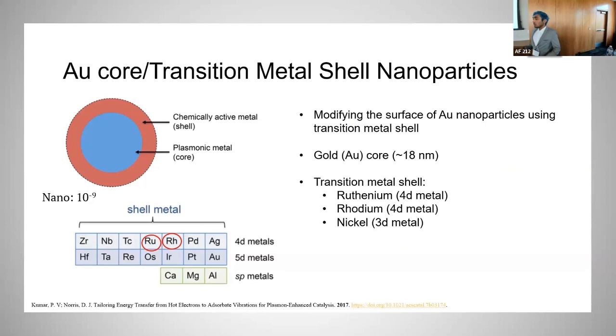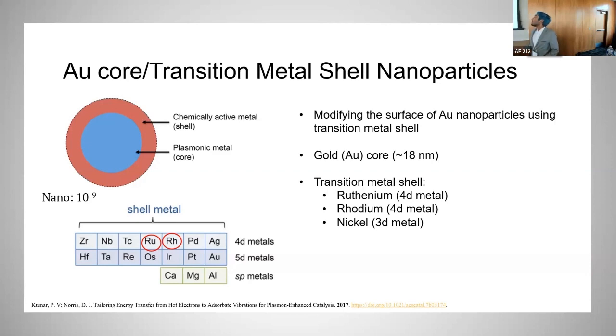So core shell nanoparticles are really important in a way where we can have a plasmonic core, essentially produce excited electrons, and then also have a chemically active metal shell, which allows us to affect the electronic structure of our plasmonic core nanoparticles, which allows us to basically control the reaction barrier of our chemical reactions. In particular, I've synthesized and characterized 18 nanometer gold nanoparticles. And I focused on 3 different transition metal shells, which are ruthenium, rhodium, and nickel, which are in the D block.